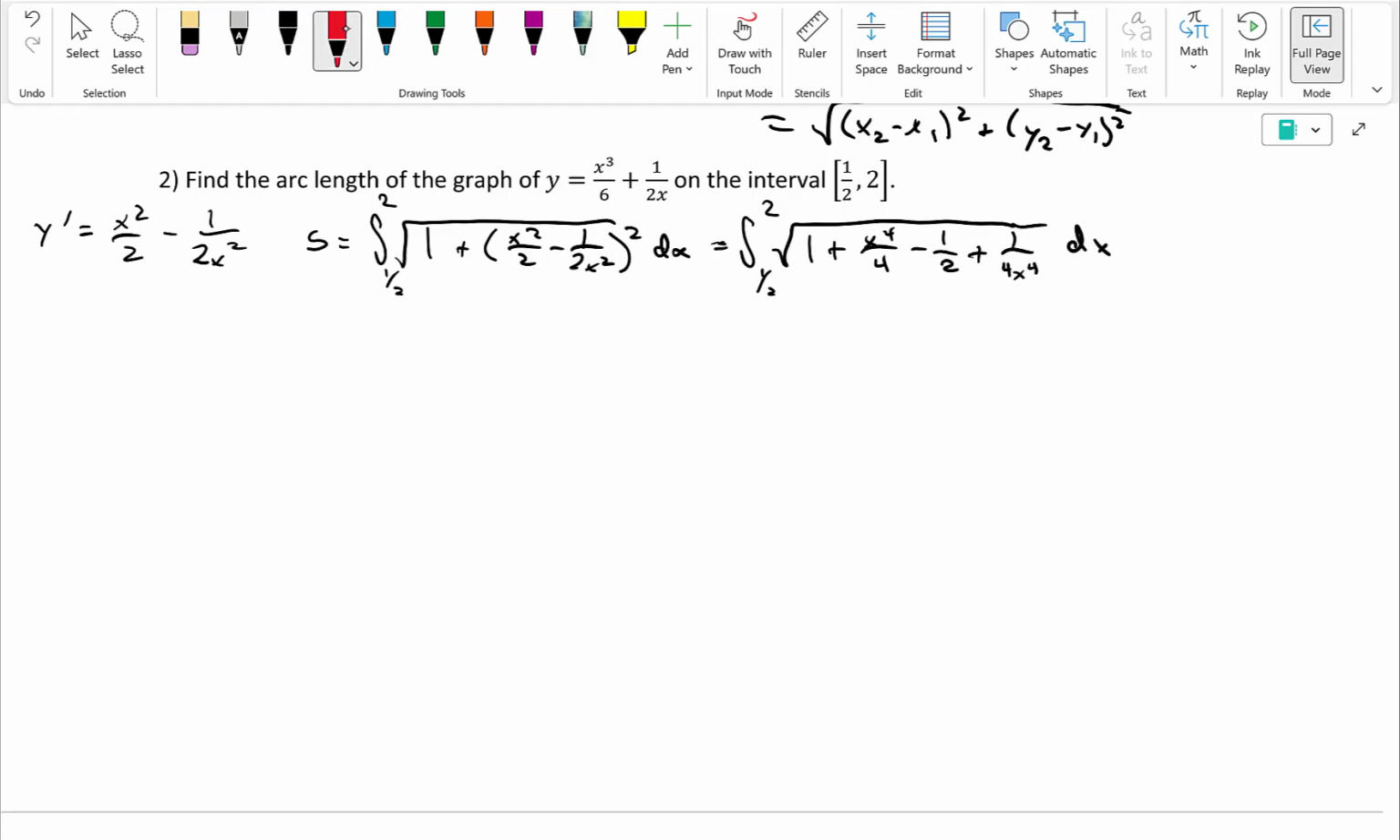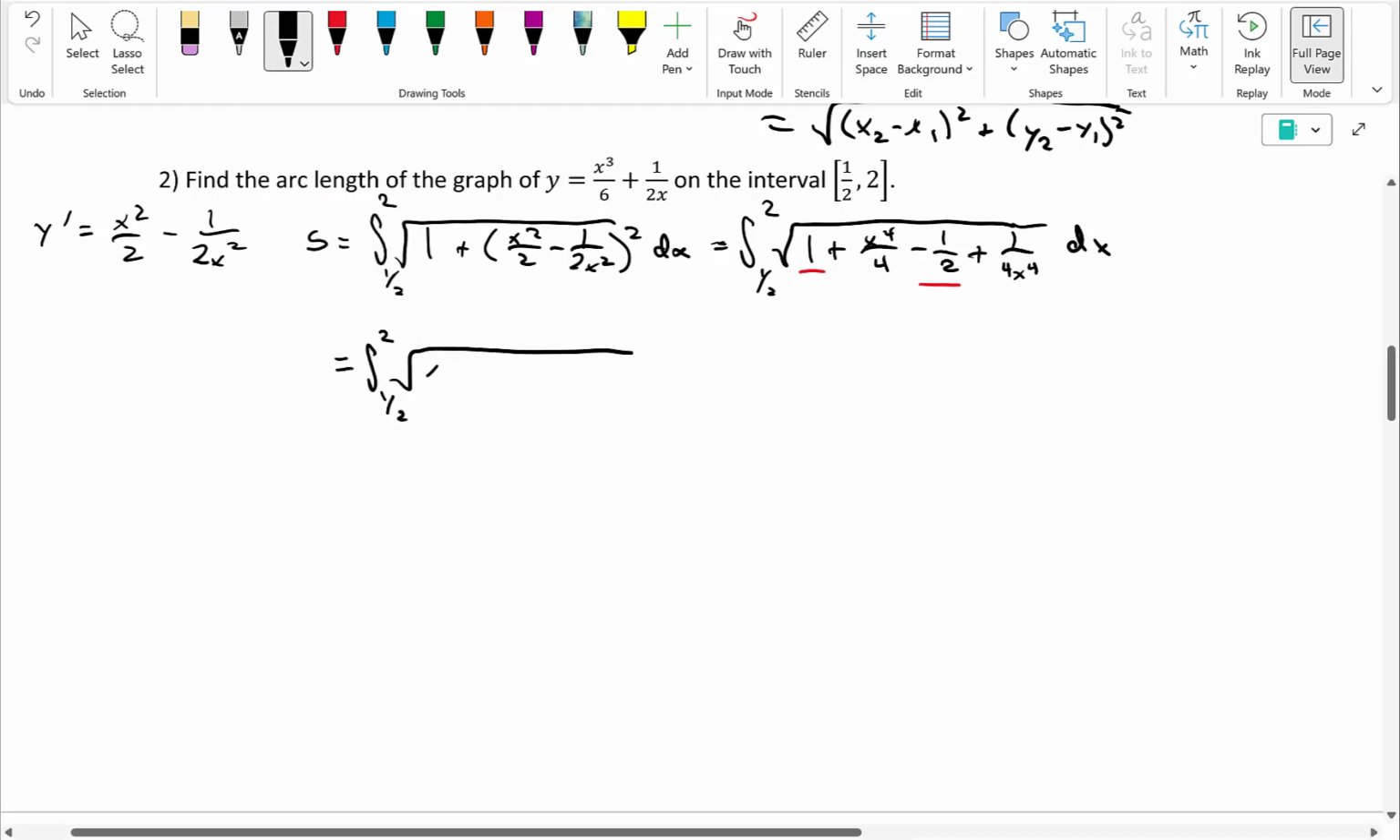Our only like terms, and you'll see this happens quite a bit for these problems, we're going to change that minus 1/2 in the middle to a positive 1/2, right? Because we've just got 1 minus 1/2. So our integral becomes integral still from 1/2 to 2, but underneath we get an x to the 4th over 4 plus 1/2 plus 1 over 4x to the 4th.